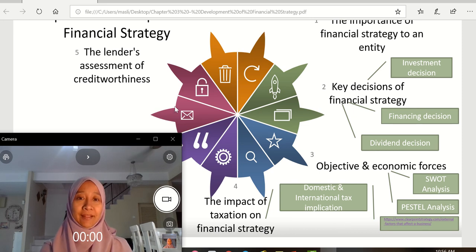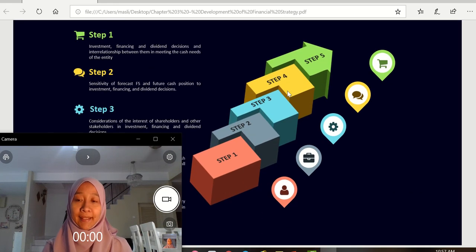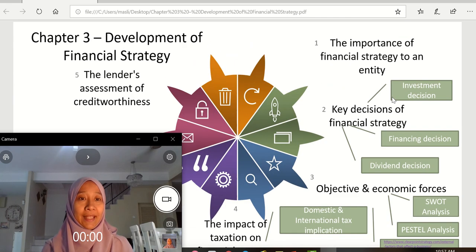We have to consider this because normally when you want to apply for any financing or financial aid, lenders will assess the creditworthiness of an entity, to see whether we can pay them back or not. These are the overall things that chapter 3 will cover at surface level.